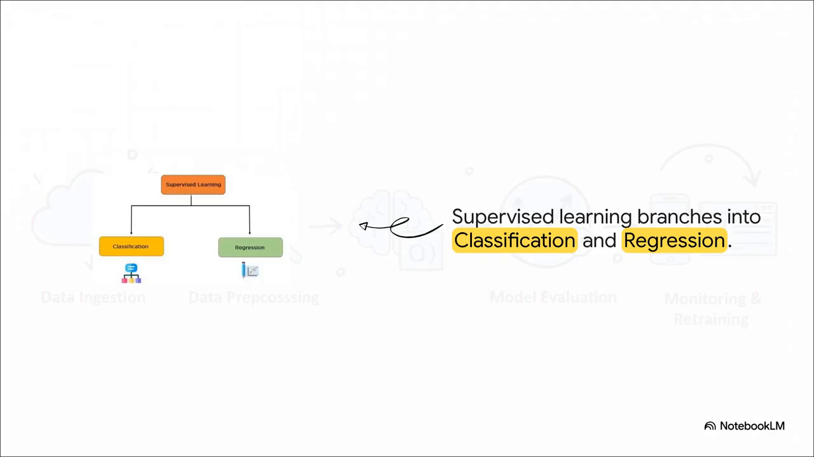If we zoom in specifically on supervised learning, notice how it branches out into 2 distinct tasks. When the target you're trying to predict is a fixed, categorical outcome, like say determining if an incoming email is spam or not spam, that's called classification. But if the target is a continuous, fluid number, like predicting the future price of a house or guessing next month's sales figures, that is called regression.